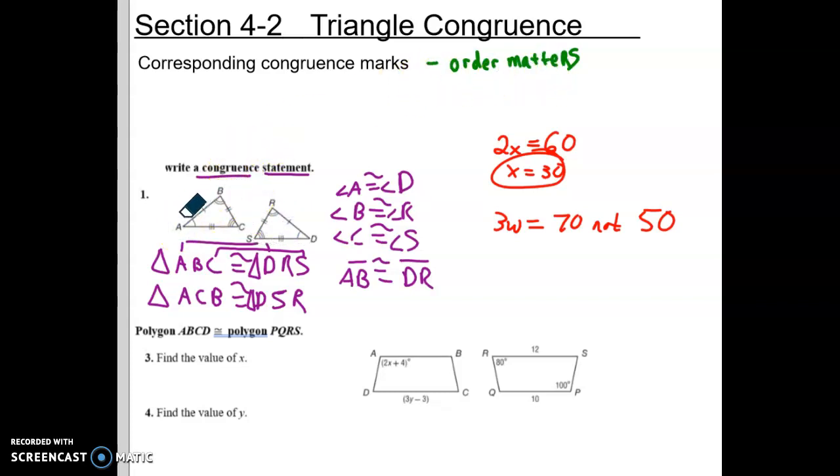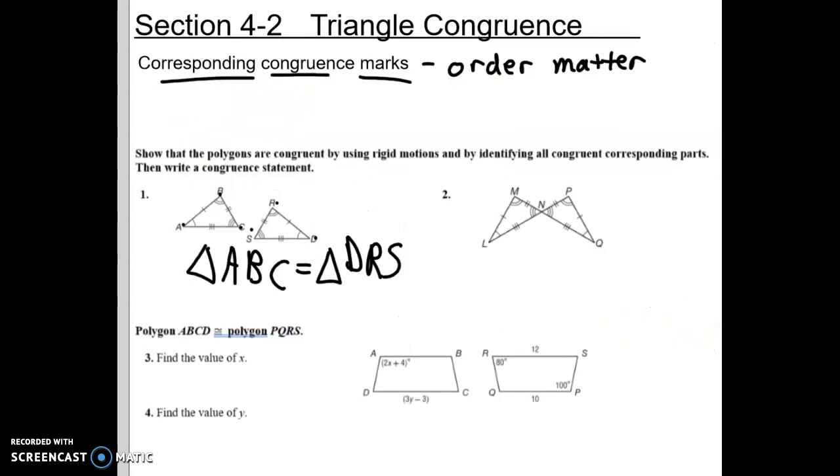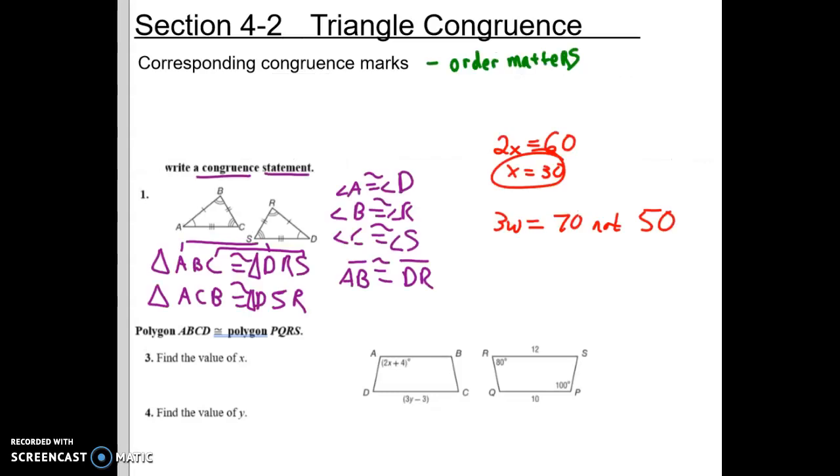That's one, you have one little angle congruency mark here, and that lines up with D. So if A goes first, then D goes first on its congruency statement side. B has 2, so R goes second, and C has 3, and S has 3. Is it easier when they line up? Yeah, sometimes they line up perfectly, like this one, JPL, TVS. But for the most part, you need to be prepared to use congruency marks.